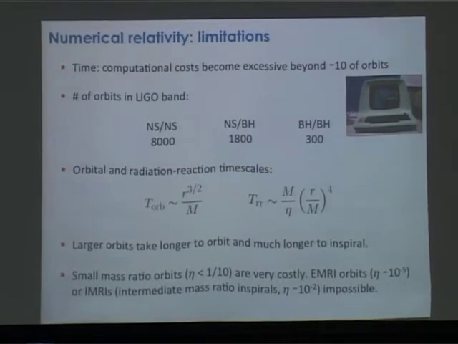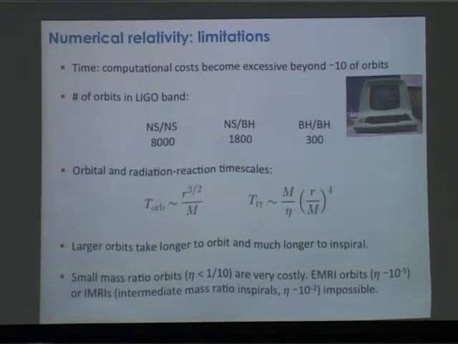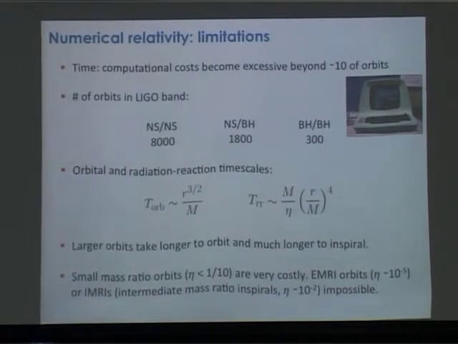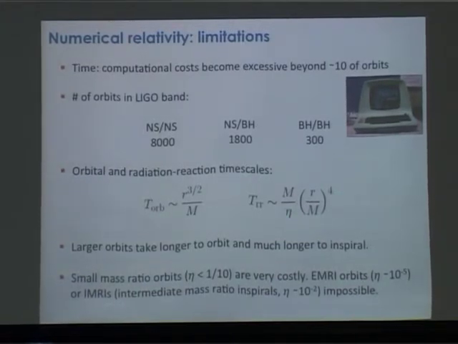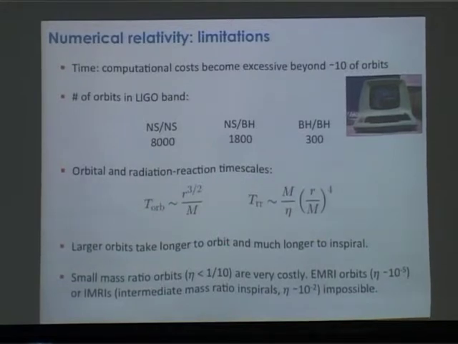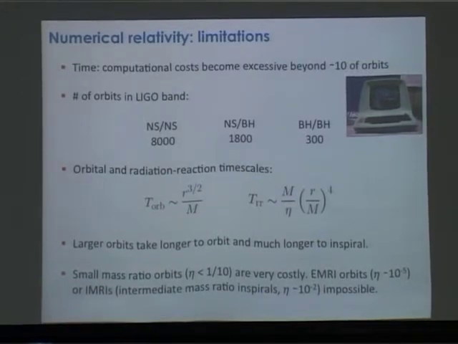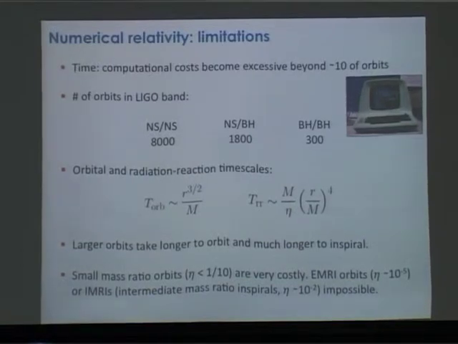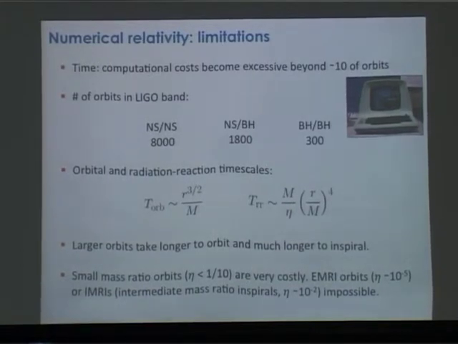And also, if I want to simulate objects, say a small black hole going into a big black hole, that's even much harder because of this 1 over the mass ratio dependence in the radiation reaction time. If I want to, say, do a solar mass into a million solar mass, this time scale becomes very, very long. So it's essentially very difficult to simulate things that have a mass ratio that's less than 1 to 10. And if you want to do something like these MREs, which are 1 in a million, it's basically impossible to do that with numerical relativity.